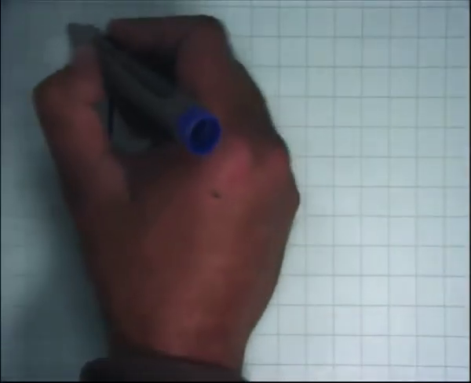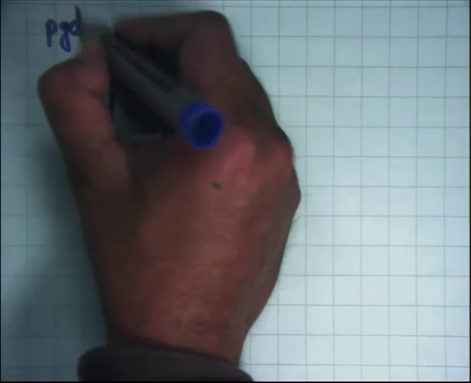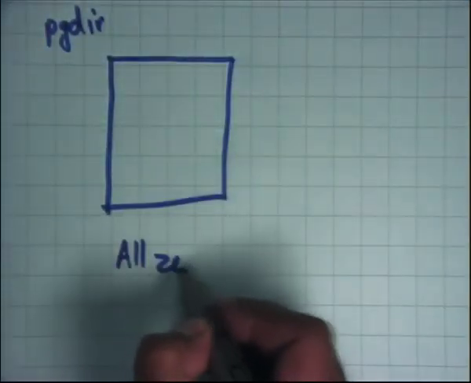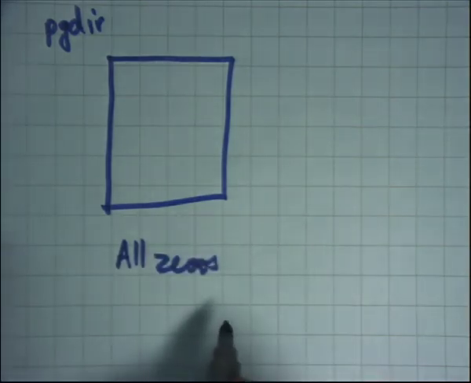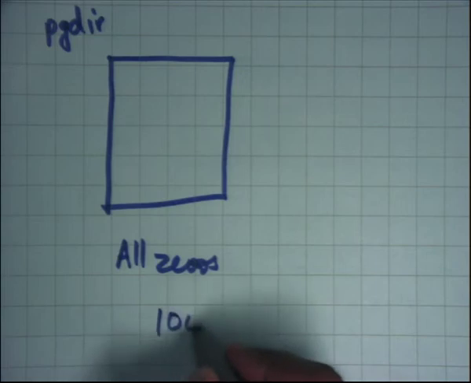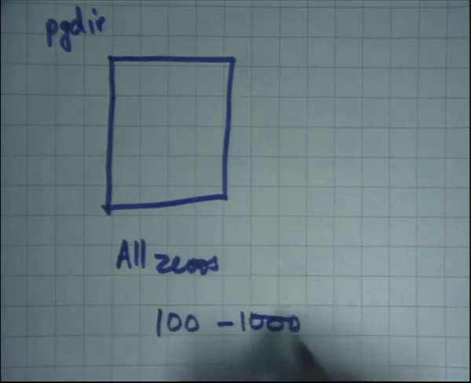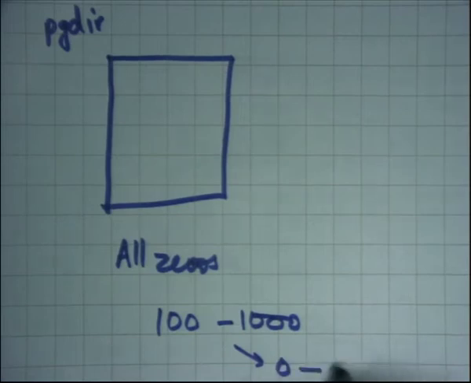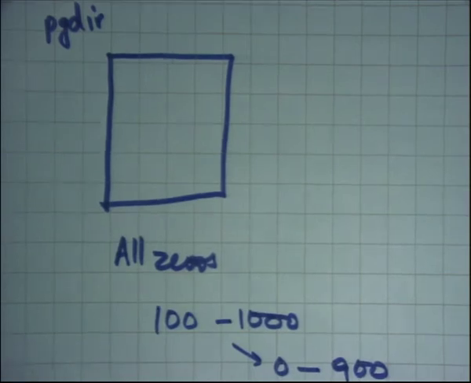So this is the page there that is initially completely zeroed out, all zeros. Now let's say I want to map virtual addresses 100 to 1000 to physical addresses 0 to 900, just a hypothetical example, right? So I want to map virtual addresses 100 to 1000 to physical addresses 0 to 900. What do I need to do?